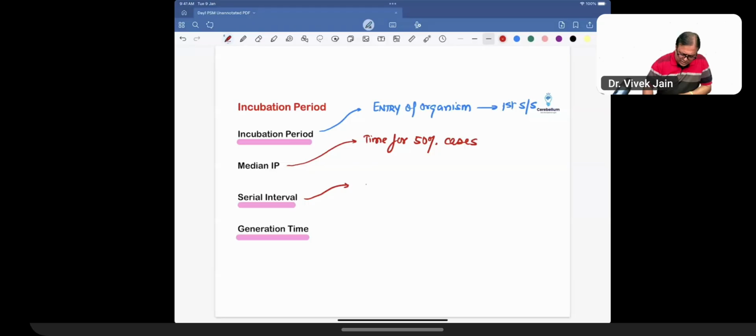What is serial interval? It is an interval or gap between dash and dash. Complete the answer, friends. I'm looking at the chat box continuously. Yes, all of you are right. Primary and secondary case. So between primary case and secondary case, say secondary case means second case here. And what is generation time? Finally, one of the recent questions repeated. Time gap between entry of organism in human body till.